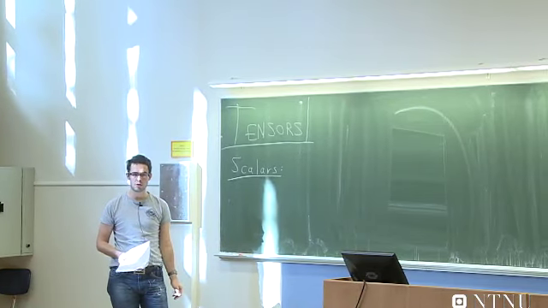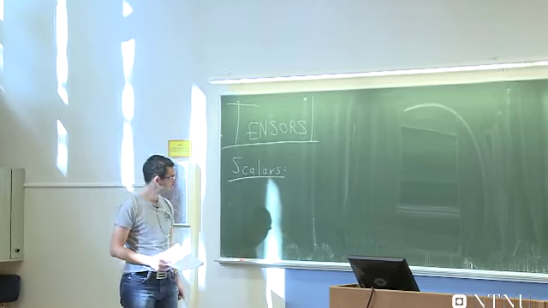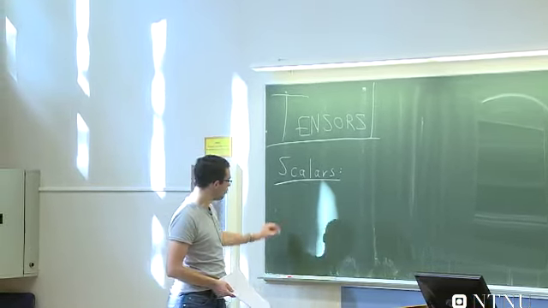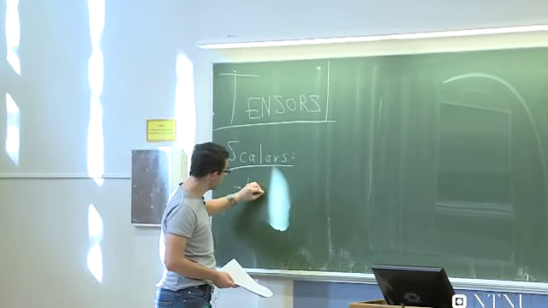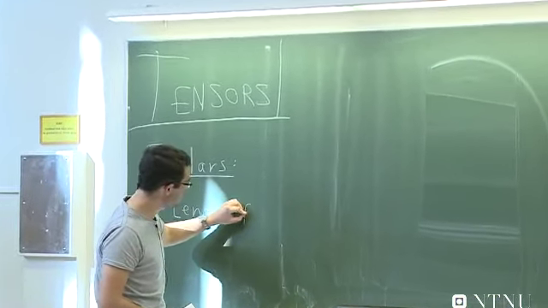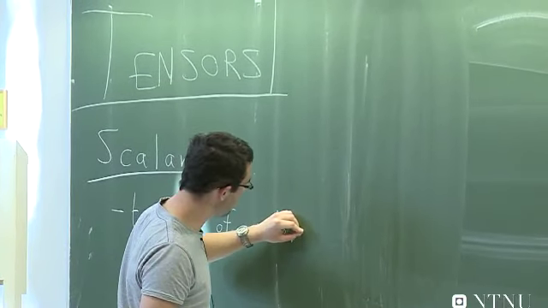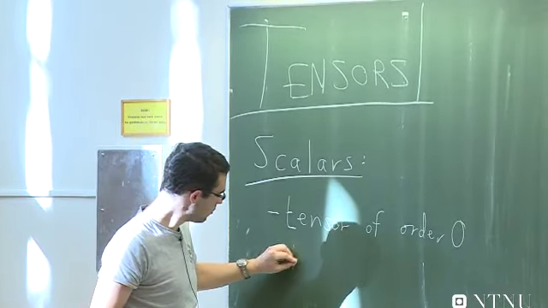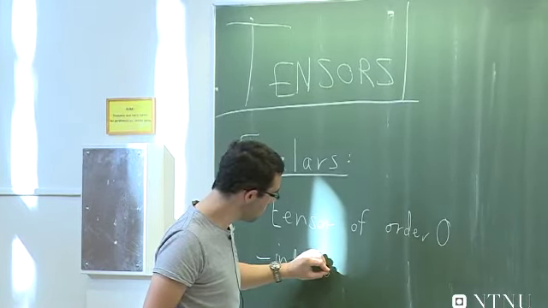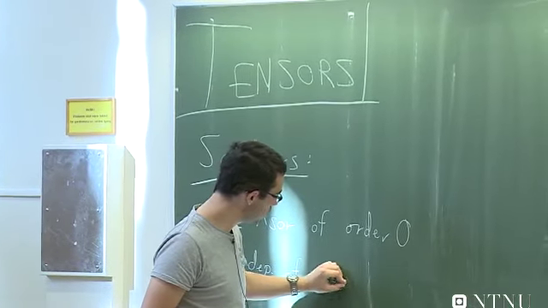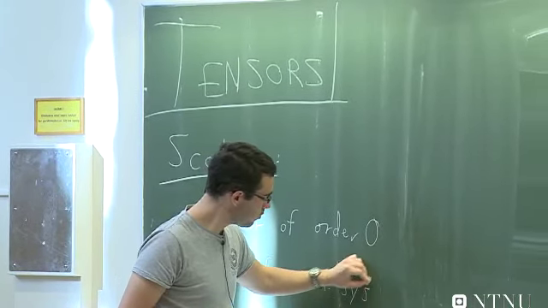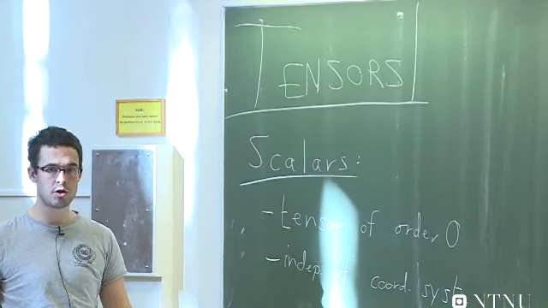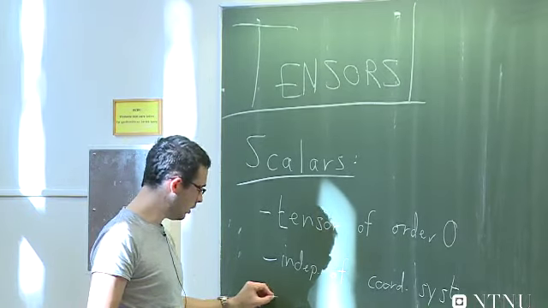I guess you're all dying to hear about scalars from all of the discussions. Okay. So what's a scalar? It's a tensor of order 0, in this context at least. It's independent of the coordinate system. You all know this from before. I mean, if you change the coordinate system, the air pressure is the same, for example. And it represents a magnitude.